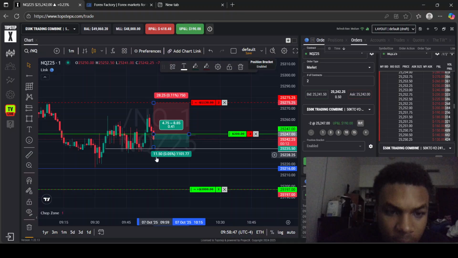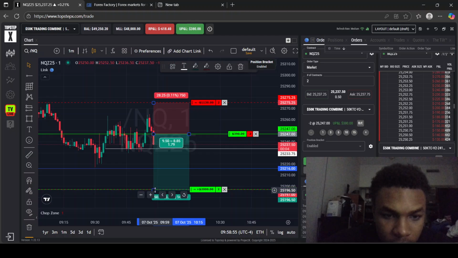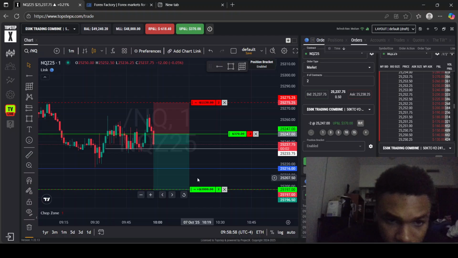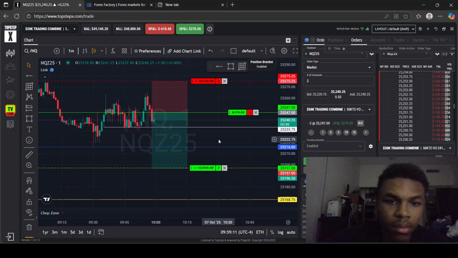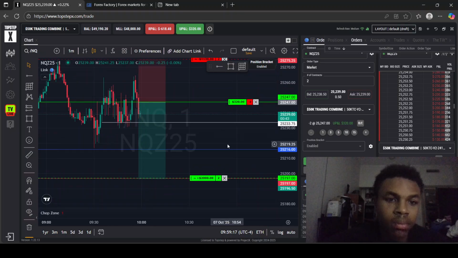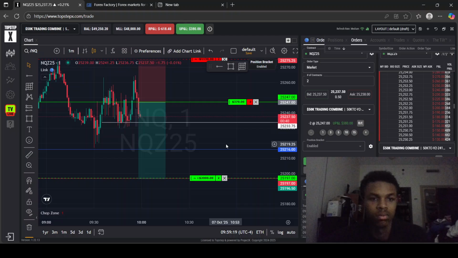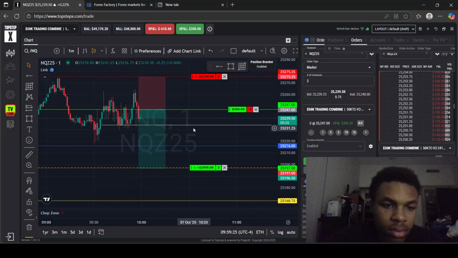This is the trade I want to take. Put my stop where I wanted to put it. You guys see how big that is? But it is what it is, bro. What's this RR? My bad.